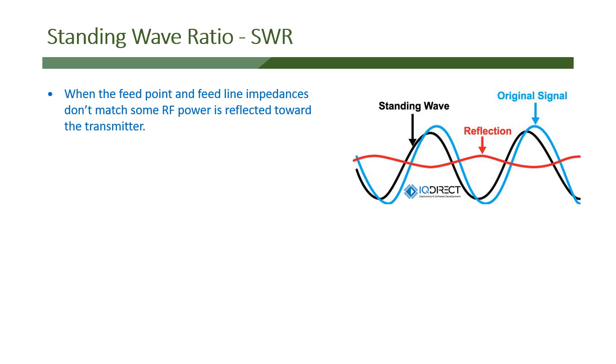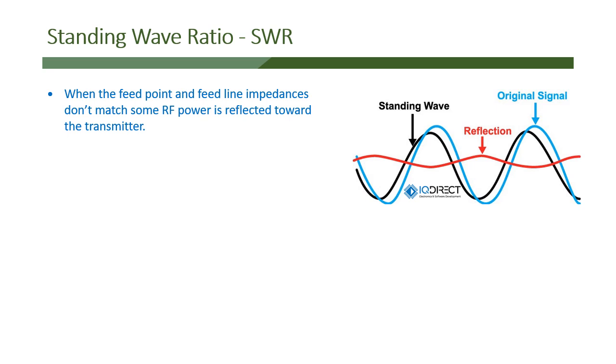Okay, as we finish up, we're going to go to standing wave ratio. When the feed point and feed line impedances don't match, and we've talked a lot about that, some of the RF power is reflected towards the transmitter. So what happens is we're pushing energy up to the antenna, and if the impedance doesn't match sufficiently, then some of the energy is going to basically bounce back down off the antenna back towards the transmitter. And it's going to go back up and down, up and down. Eventually, through losses in the system, it's going to dissipate.